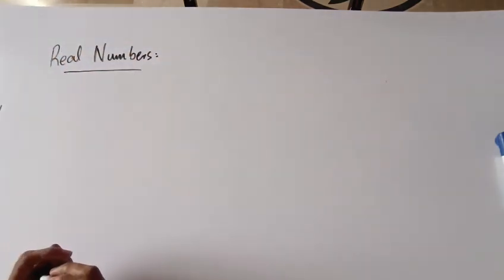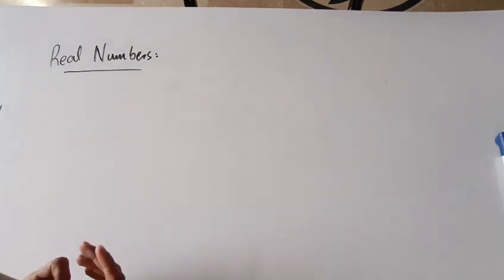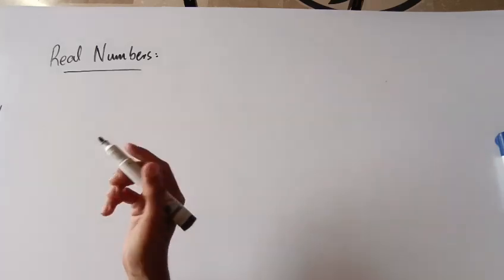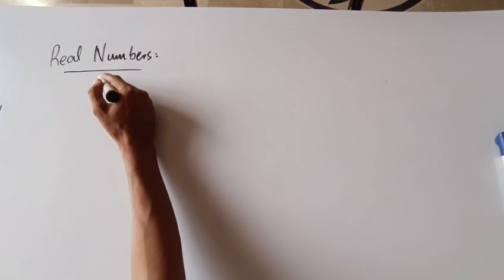When we talk about numbers, there are two types of numbers. First one is real numbers and the second one is imaginary numbers. So today in this video, we will discuss what are real numbers. Basically, real numbers are divided into two categories.